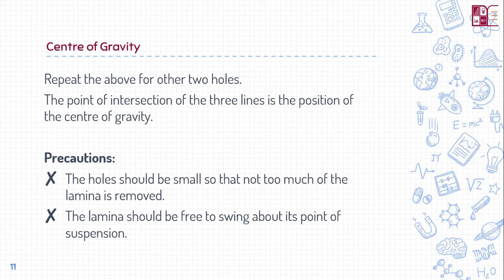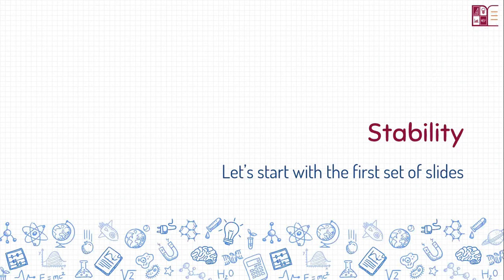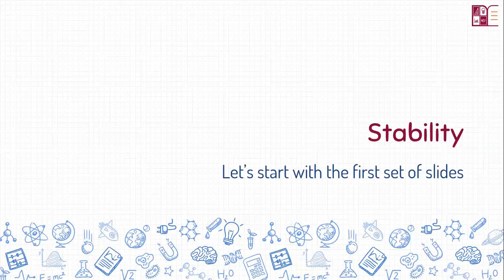So what you need to make sure is that the hole should be small so that not too much of the lamina is removed. Obviously, when you pick out a hole, it messes with the weight a little bit, so make sure that the hole is as small as possible. The lamina should be free to swing about its point of suspension, and then the intersection, after you've drawn all of the plumb lines, would give you the center of gravity.